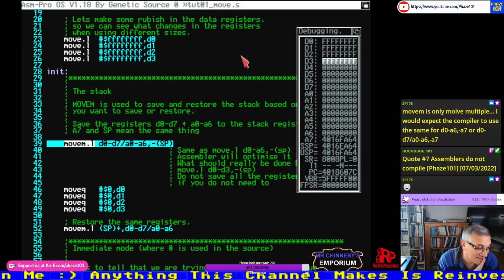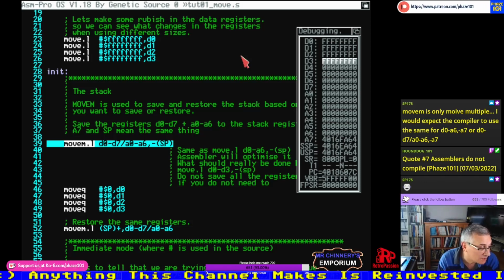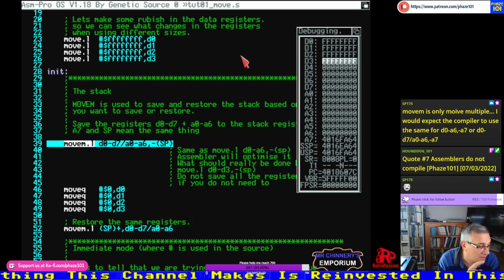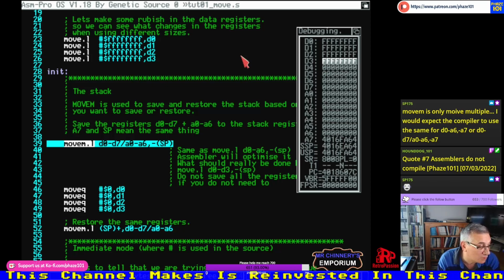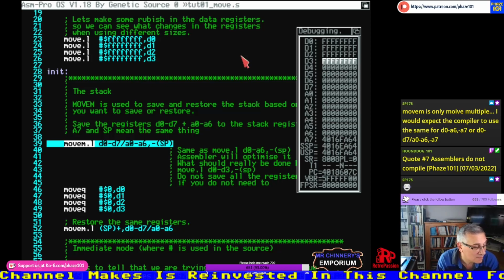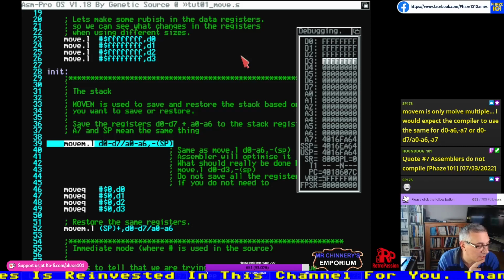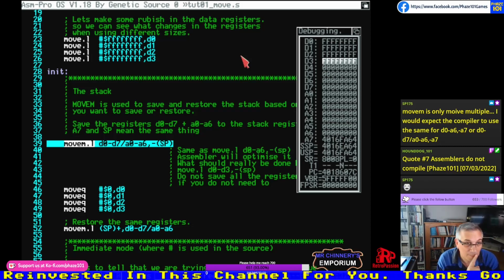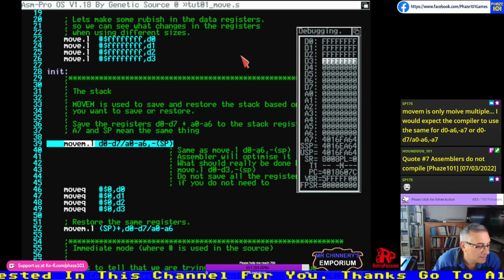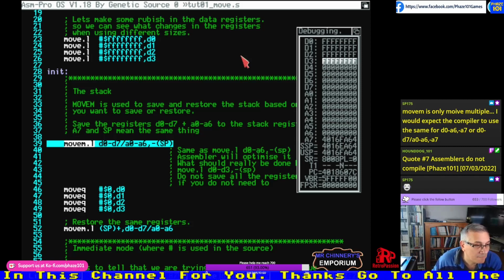I'm correcting you because young ones confuse this quite a lot. The younger generation cannot distinguish between an assembler and a compiler. They think they are the same.